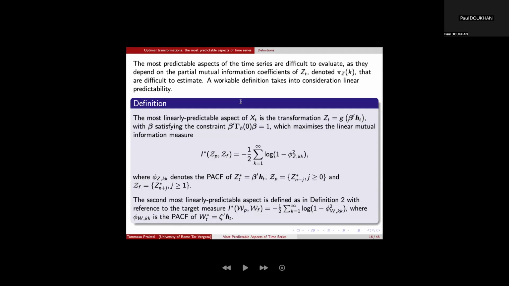So this guy here will be the partial autocorrelation function of ZT. And you can also define the second best predictable aspect subject to the same orthogonality conditions, but now you maximize the mutual information measure for that.